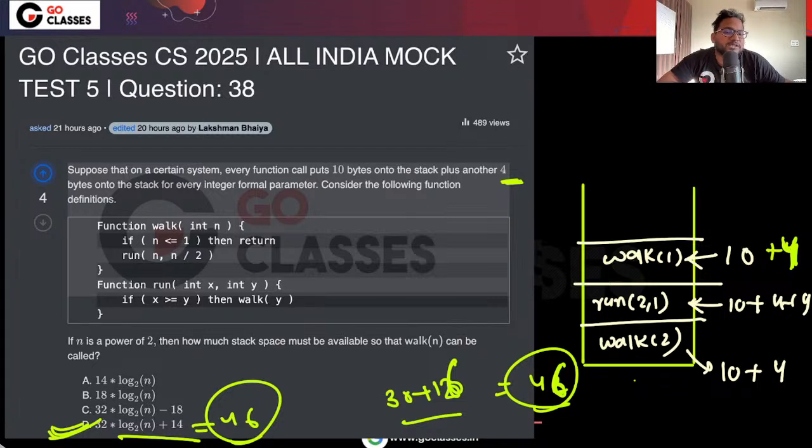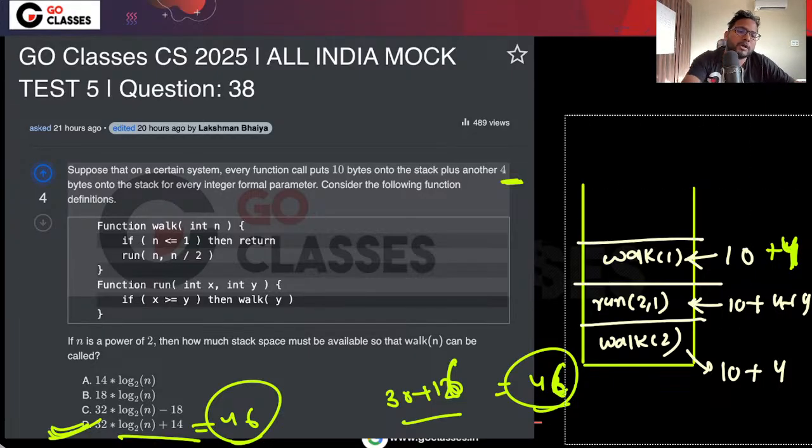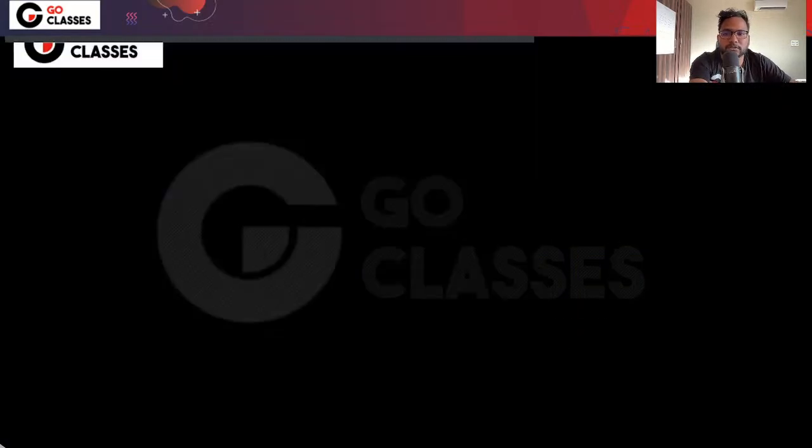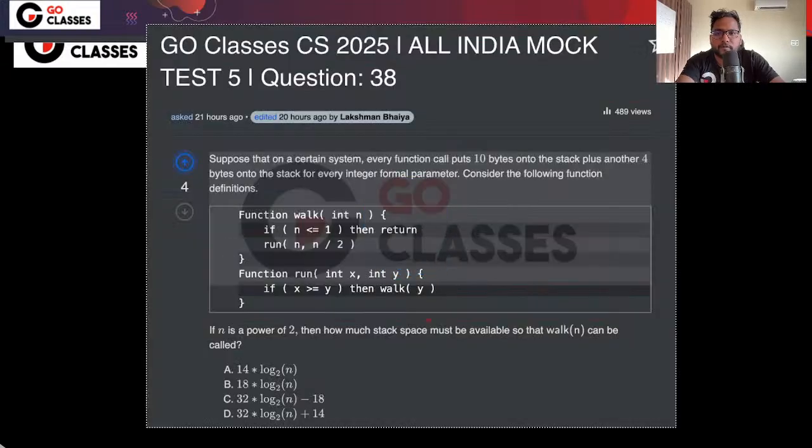But let's just solve it systematically, okay? Not just by putting the values. If you put the values, then you can easily solve this question by saying that D is the correct answer here, okay? But let's just solve it even more clearly. Okay, just a second. Let me put this question again.